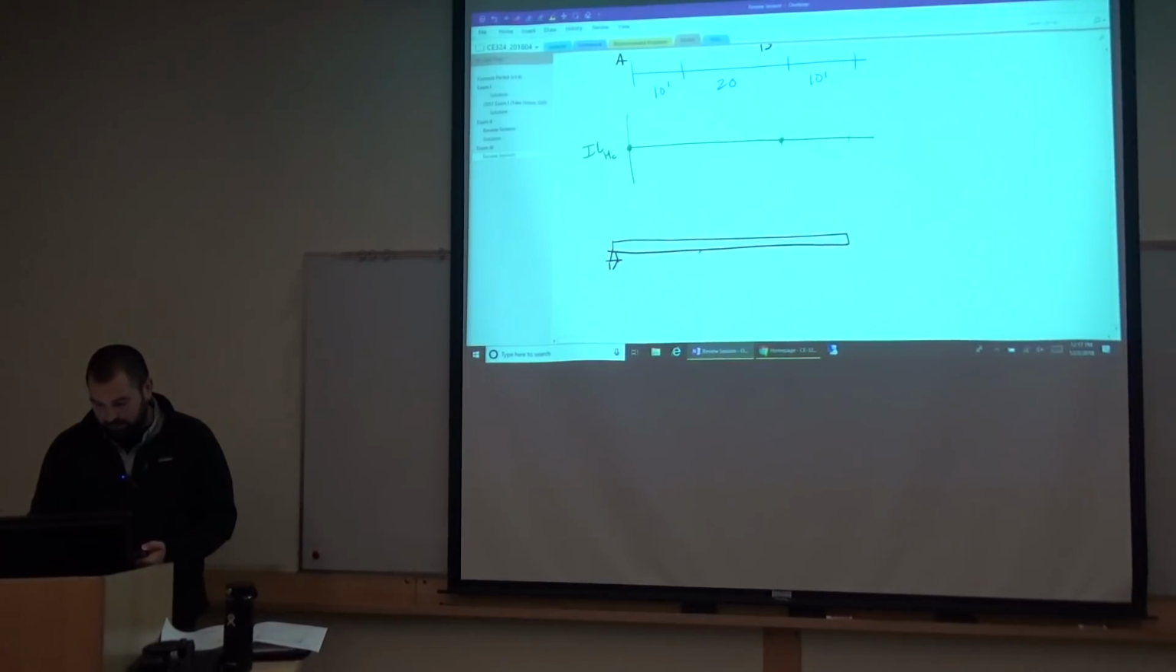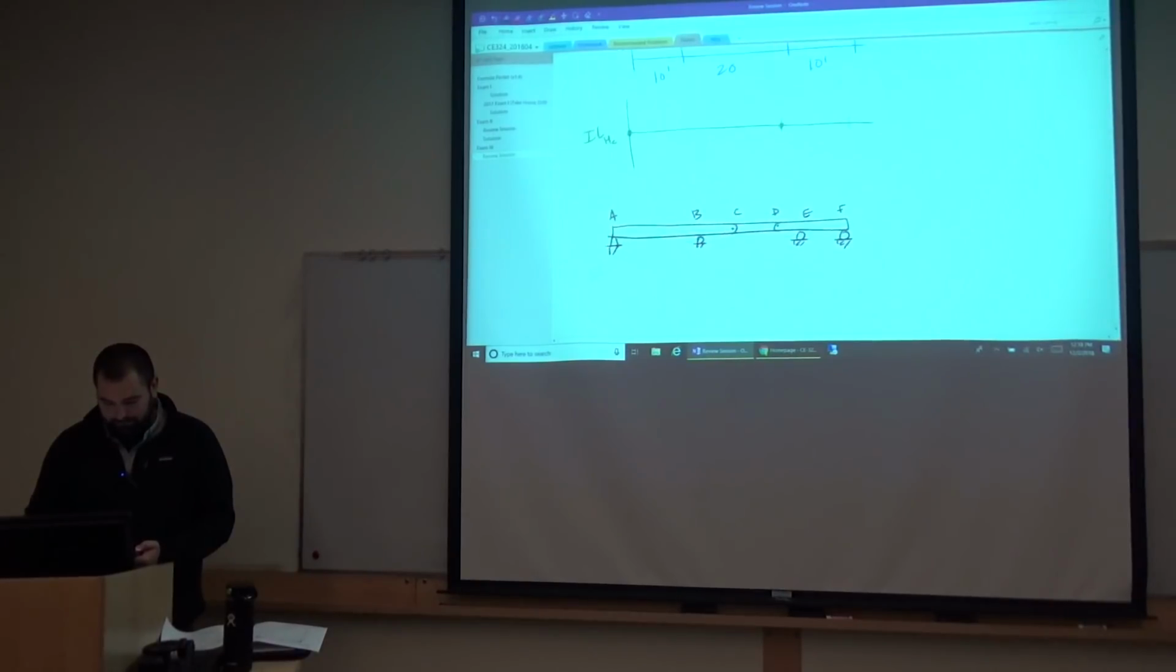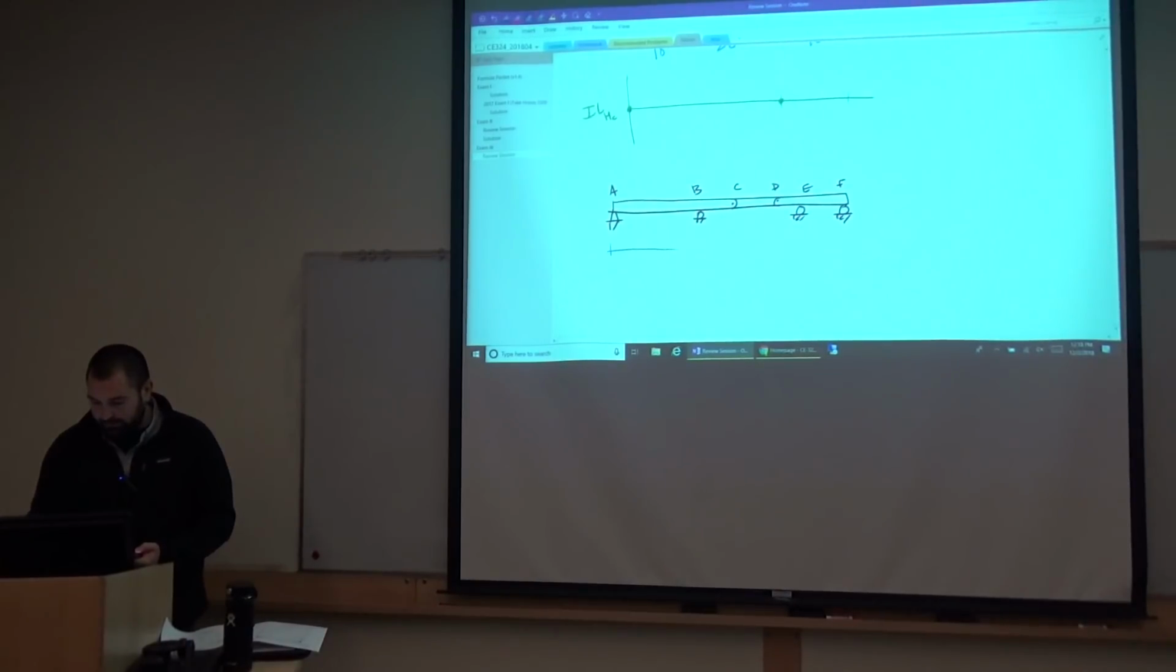So pin, roller, we have an internal moment release. We have an internal moment release. We have a roller and a roller. And so it's A, B, C, D, E, F, and the lengths are 80, 20, 40, 20, 60.